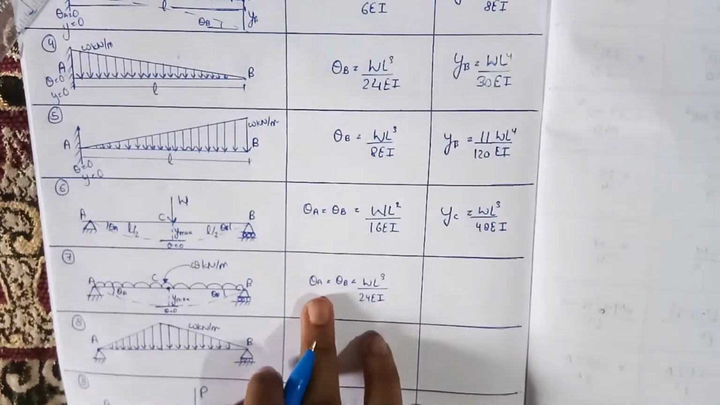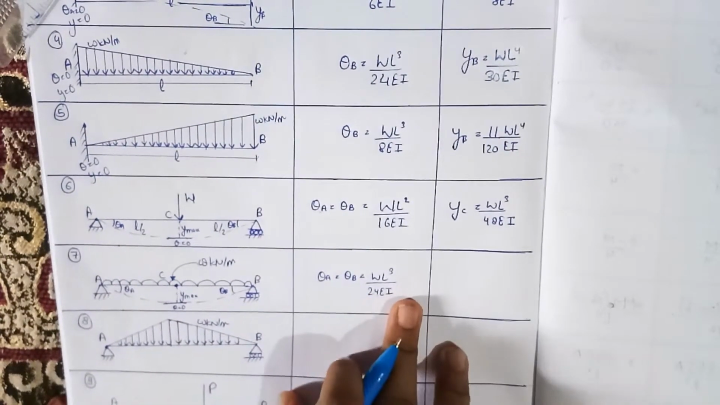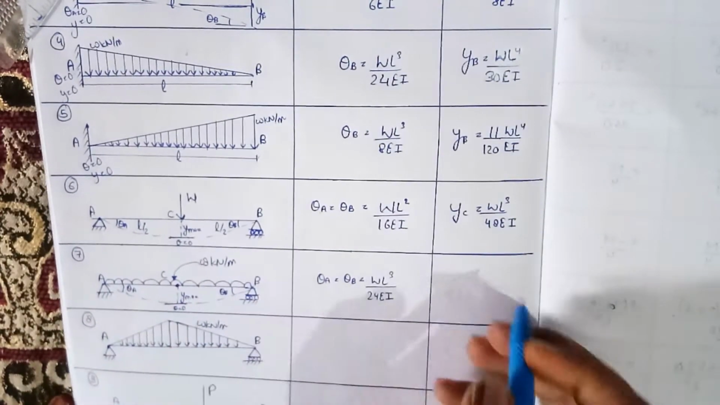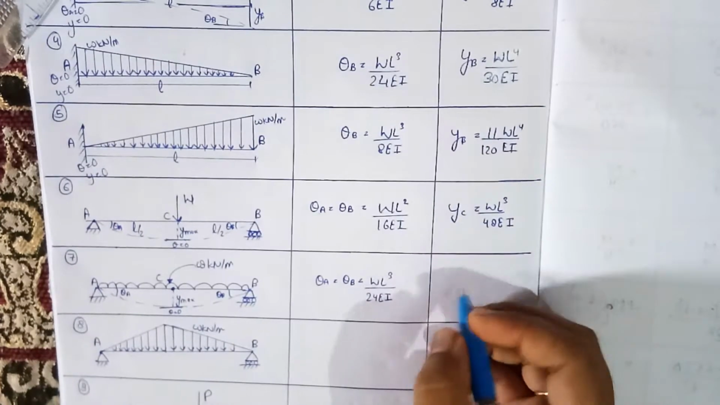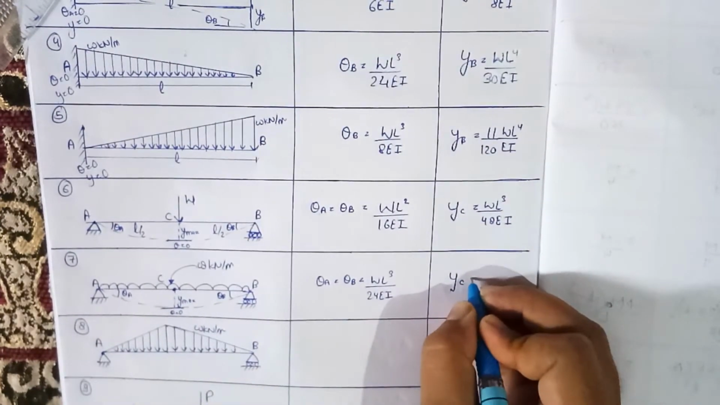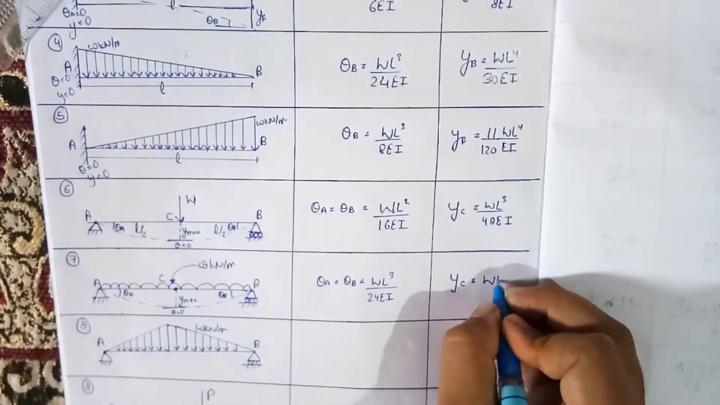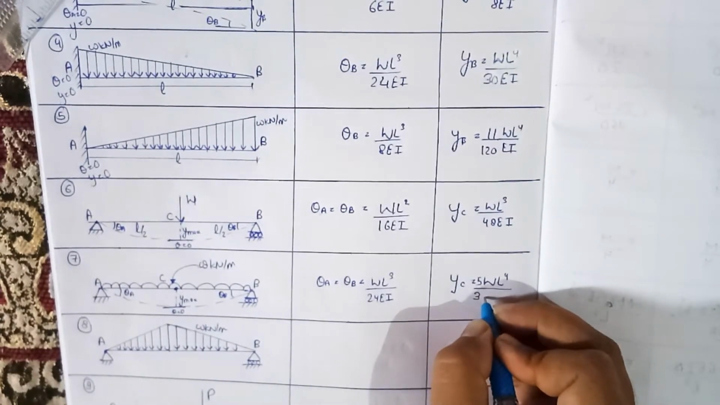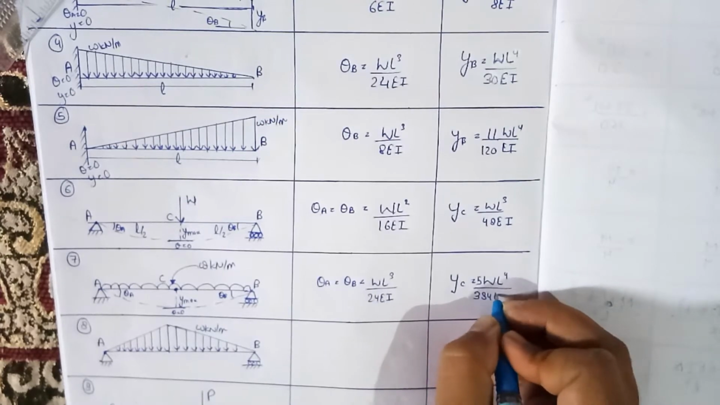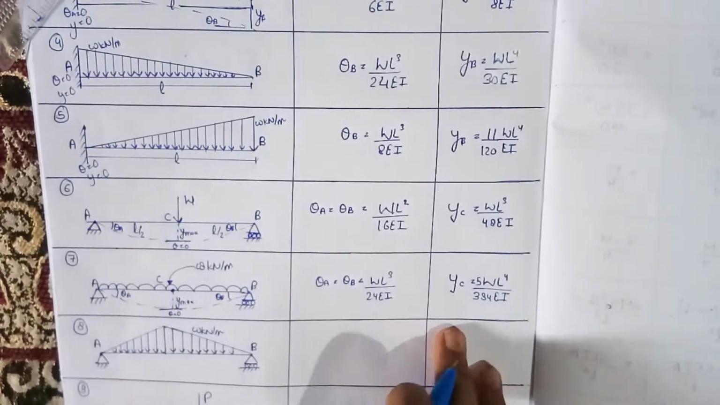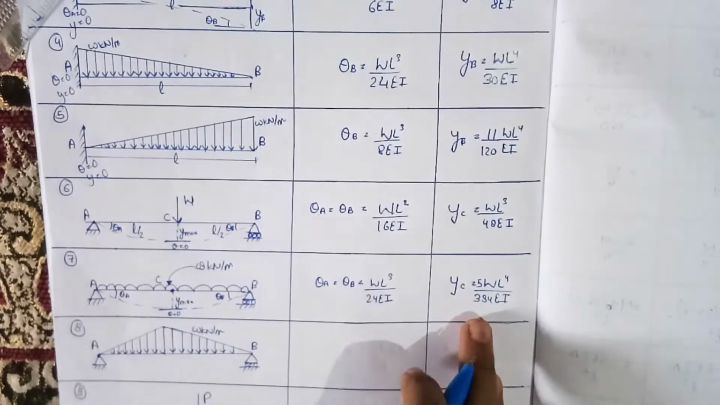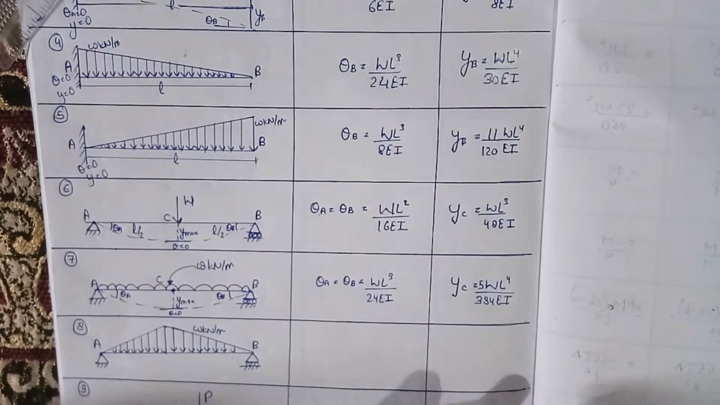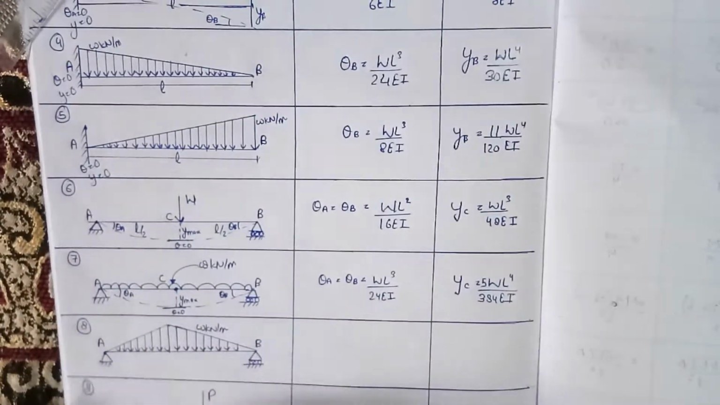Remember this, that the slope at A and slope at B will be equal because the loading is applied over the entire span. Next we will see the deflection at C, that is the maximum deflection, and it is equal to 5 WL to the power 4 upon 384 EI. Remember this is 5 WL to the power 4 upon 384 EI. This is our 7th case. Next we will see our 8th case.